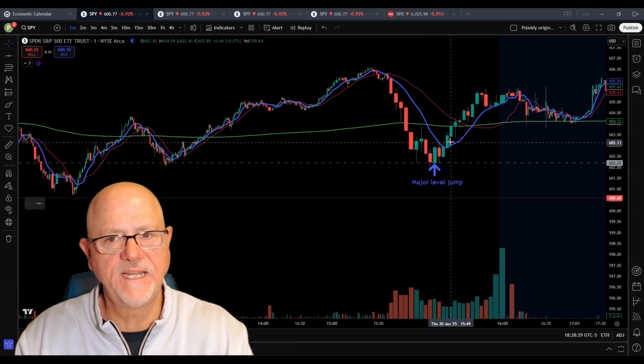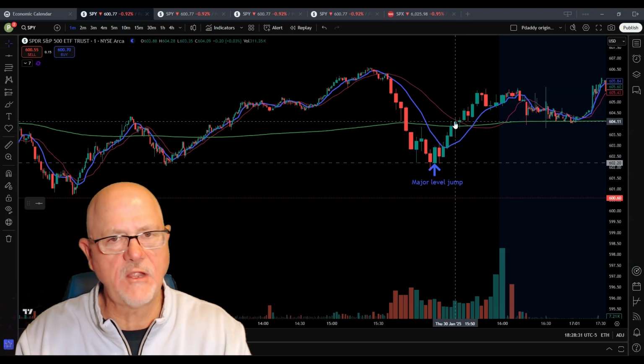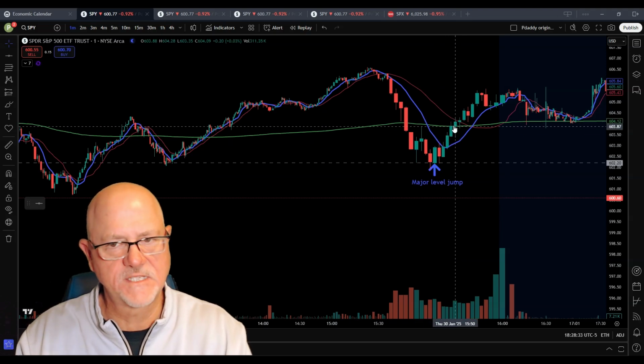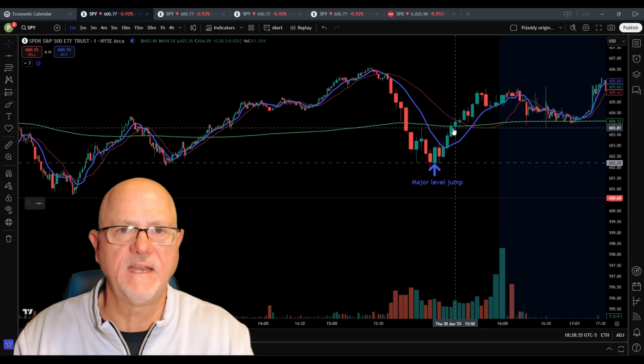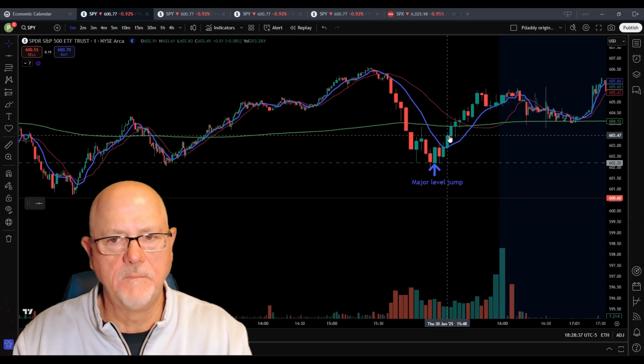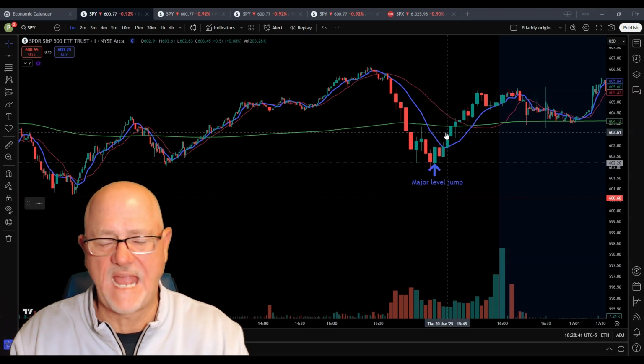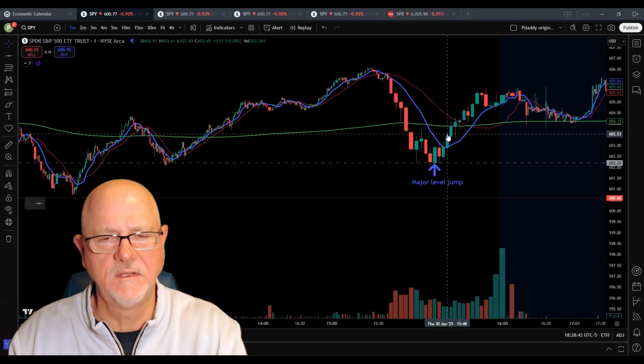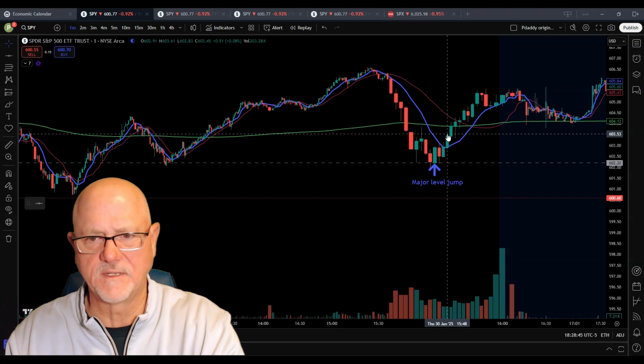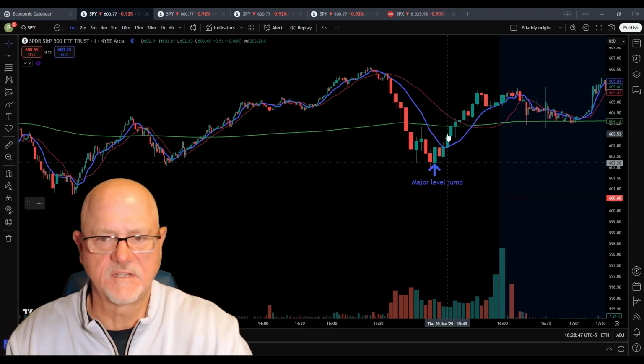Now, once you get into this area right here, I call this the fishtail. This is the space between the 9 and the 20. I call it the fishtail because a lot of times it looks like the tail of a fish. I came up with two terms, folks. One is the fishtail, and the other is the double cross. We'll talk about the double cross as a tactic here in just a few minutes.